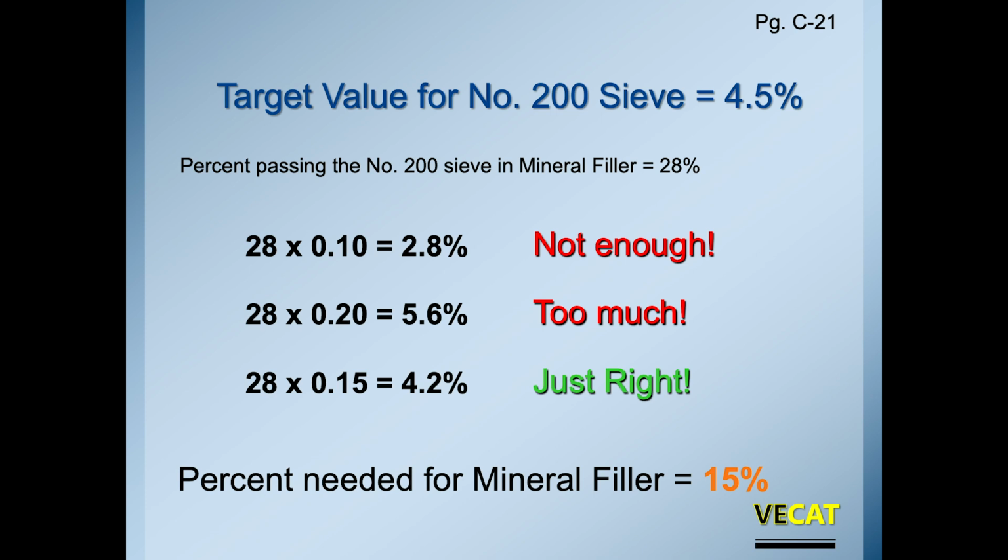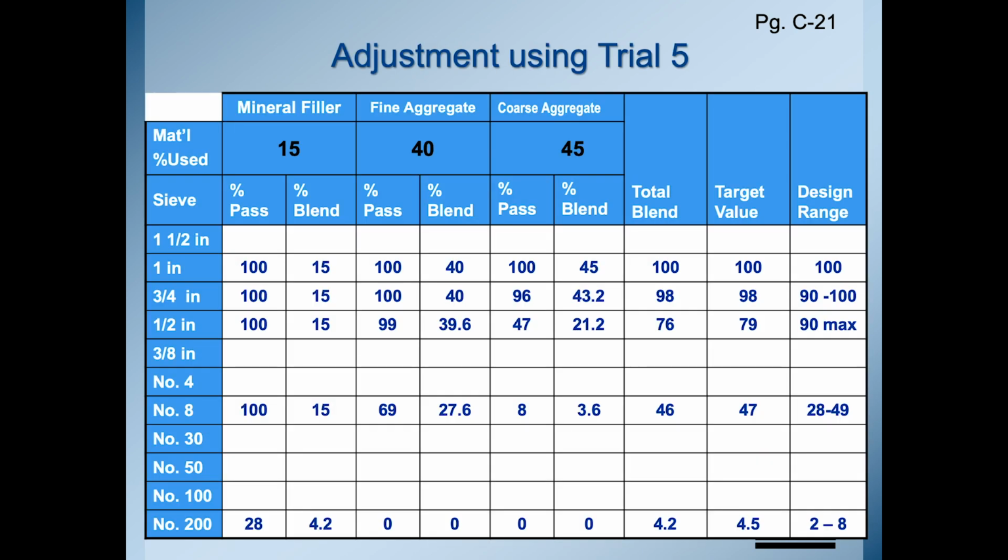If we skip down to the bottom, if we tried 15% for our mineral filler, and we multiply that by the 0.15 times 28, we'll see that we're right on 4.2, which was very close to our target of 4.5. So right now we know that our mineral filler needs to be set at 15%. So if we go back in and rerun those calculations one more time, we'll see that we're able to now produce, based on a blend of 15% mineral filler, 40% fine aggregate, and 45% coarse aggregate, a total blend that now comes very close to our specific target values.